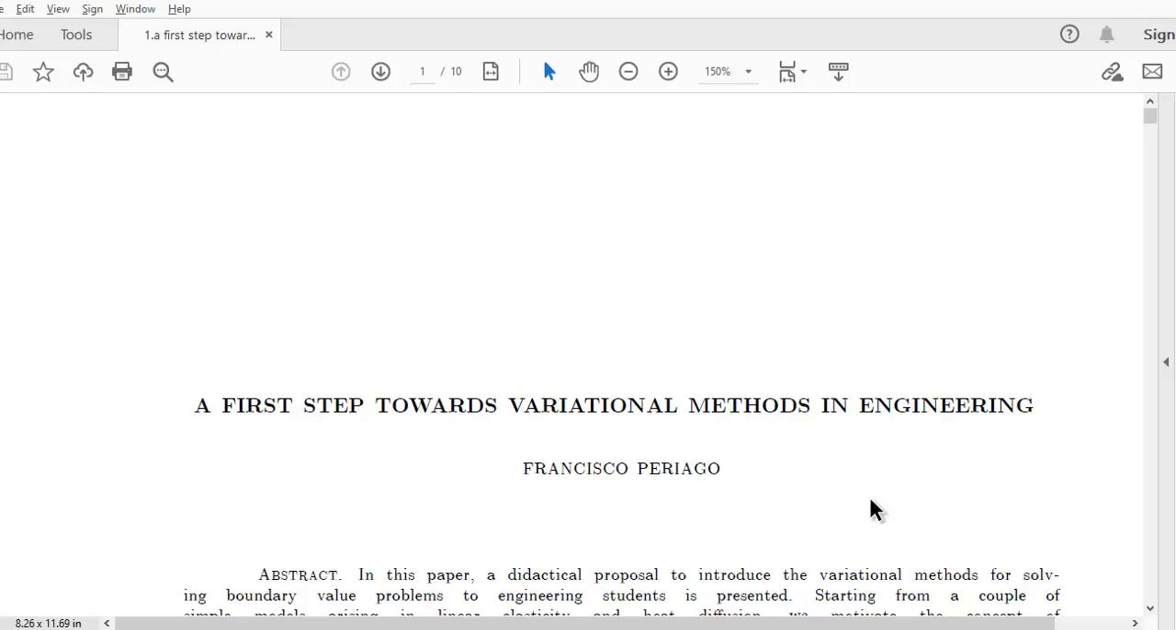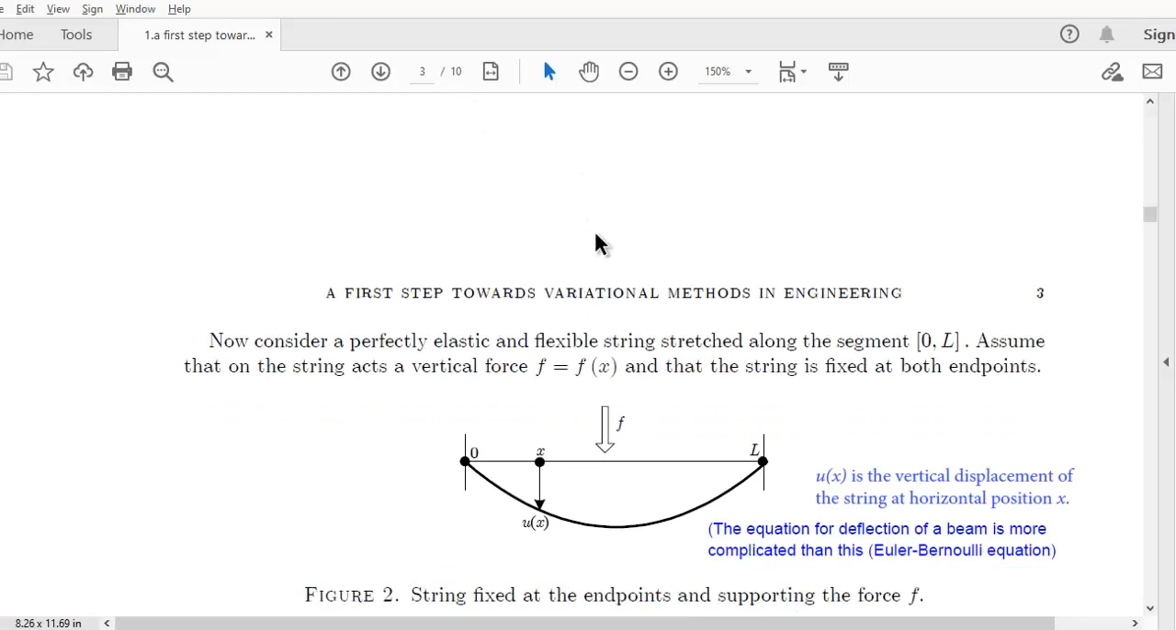Hi, in this video I will give more details about the derivation of the elastic string displacement equation that is presented in this reference, A First Step Toward Variational Methods in Engineering by Francisco Periago. The original derivation is on page 3. You can see the situation here.